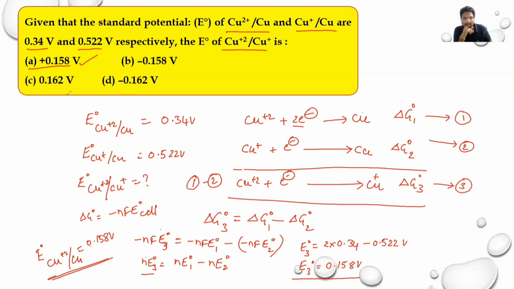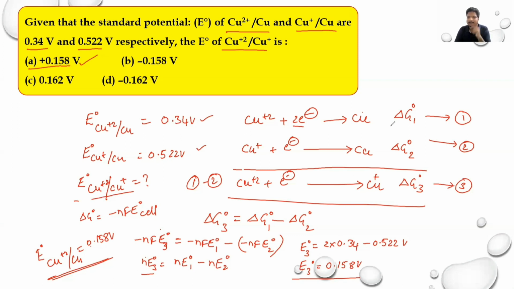Is it clear? So first of all, you have to study the problem. They have given reduction potential for copper plus 2 to copper and copper plus 1 to copper, and they are asking to calculate the standard reduction potential of copper plus 2 to copper plus 1. So first of all, you have to write the reduction reaction for the first one and the second one. By subtracting equation 2 from equation 1, you will get equation 3.